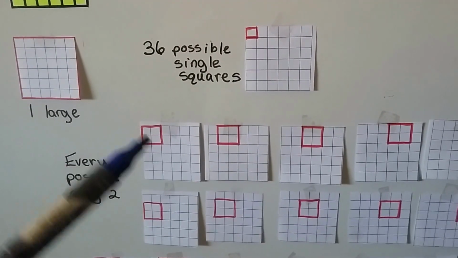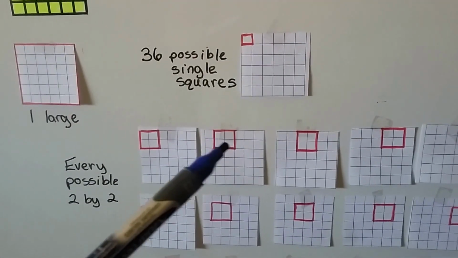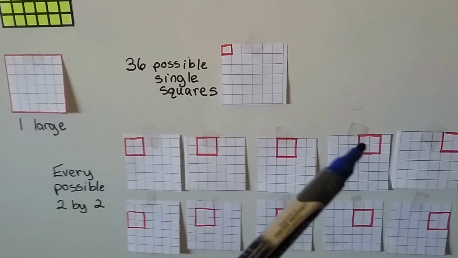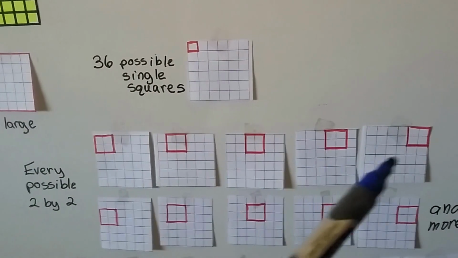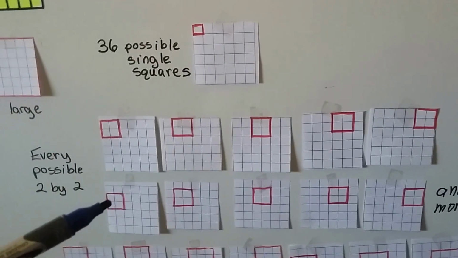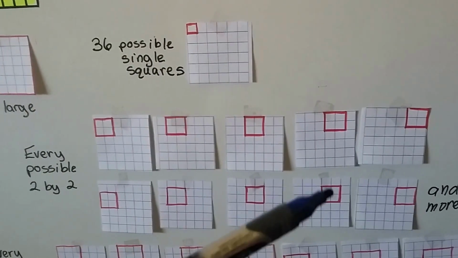There would be one here, then we can move it over one. There's another 2 by 2. We can move it over another one again and get another 2 by 2. We can move it over again and find another 2 by 2. Move it to the edge and find another 2 by 2. Then we can go down to this row and find 2 by 2 squares.